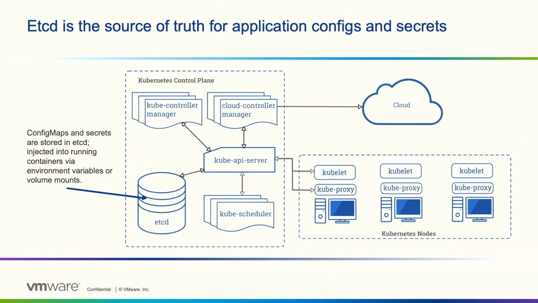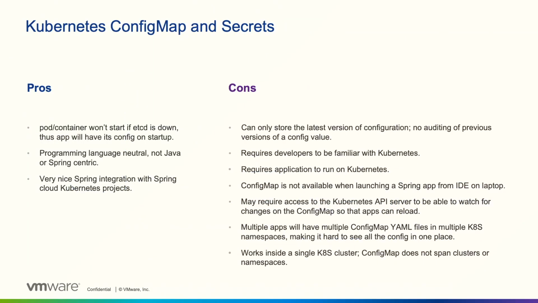So let's talk a little bit about the pros and cons of this. The pros are your app, if it starts, it's got its configuration. There's no possible confusion about your app ever starting without its configuration, because if the API server was down and the etcd server was down, trust me, your app won't start. There'll be no pod. It's also programming language neutral in that lots of programming languages other than Java have support for config maps and secrets, and it has insanely amazing integration out of the box with Spring Boot. So as a Spring developer, you can leverage both the config server or config maps and secrets.